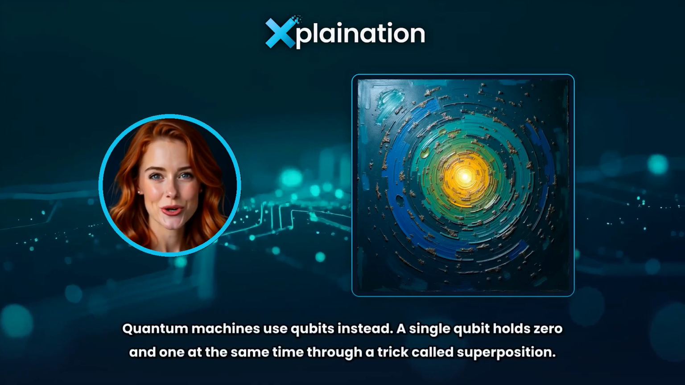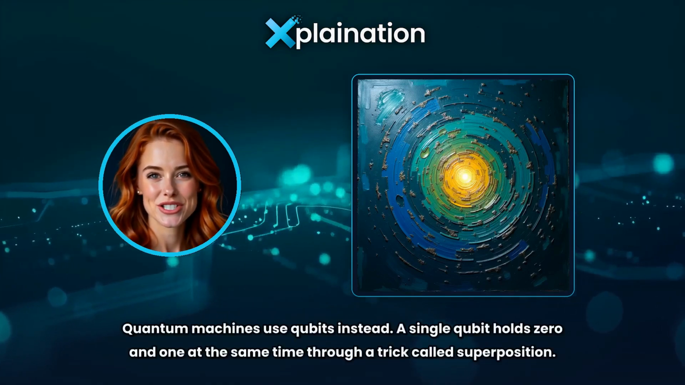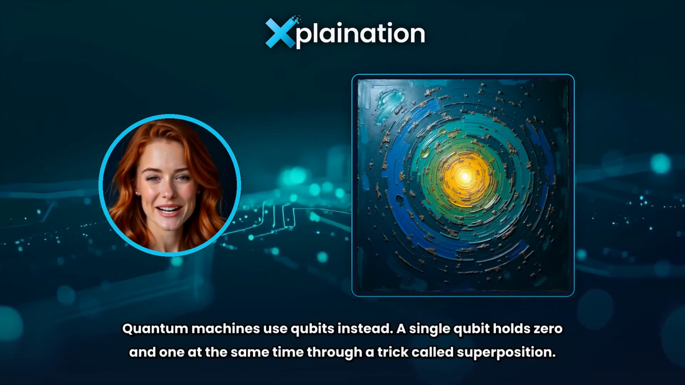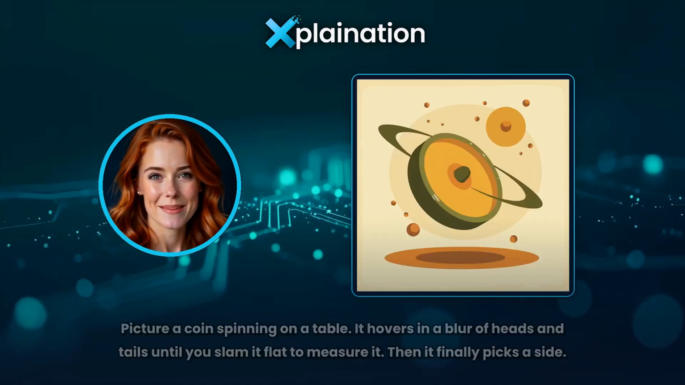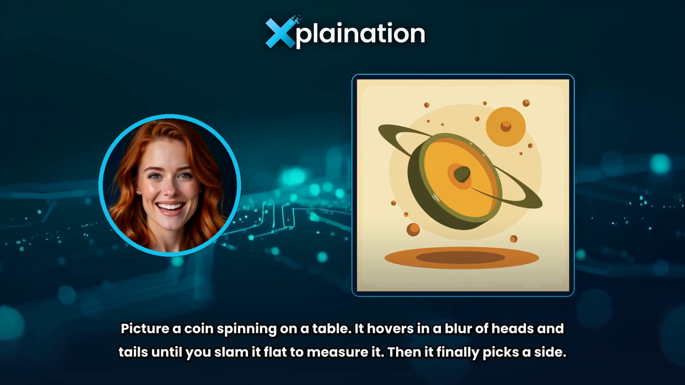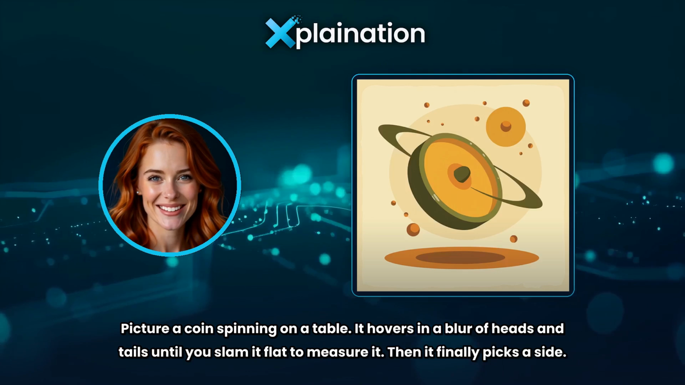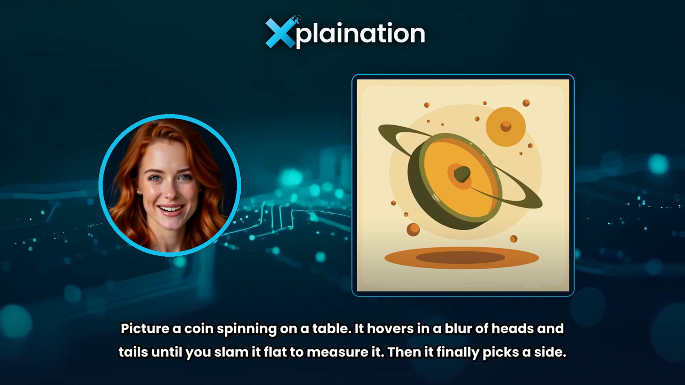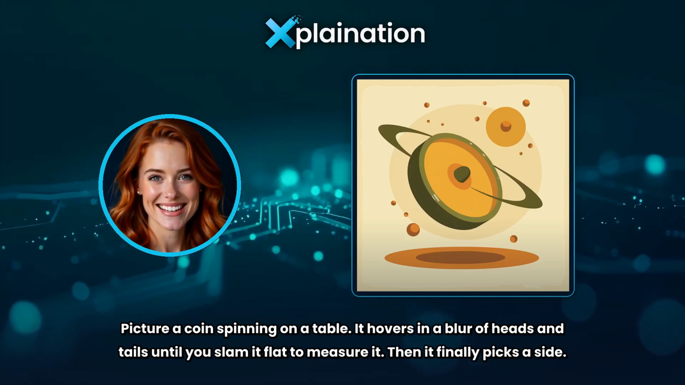Quantum machines use qubits instead. A single qubit holds 0 and 1 at the same time through a trick called superposition. Picture a coin spinning on a table. It hovers in a blur of heads and tails until you slam it flat to measure it. Then it finally picks a side.